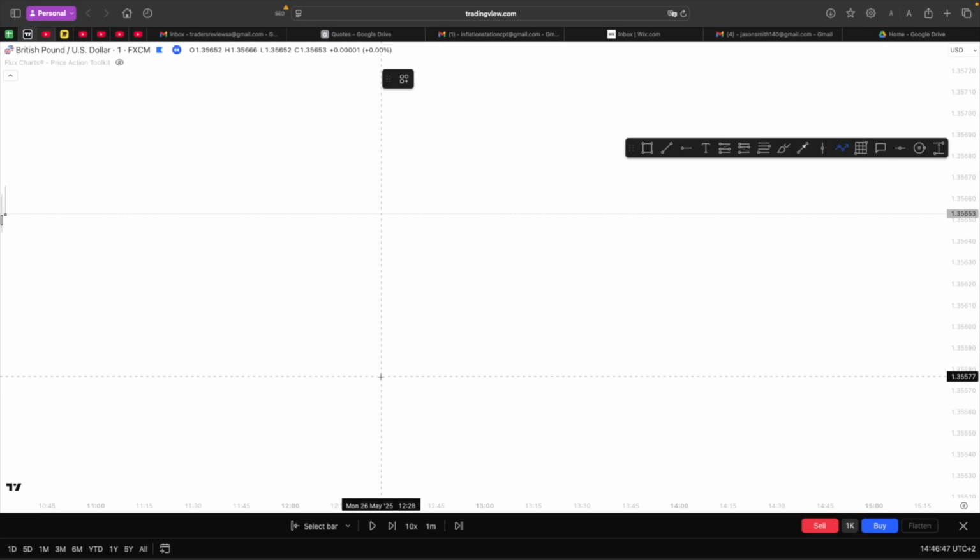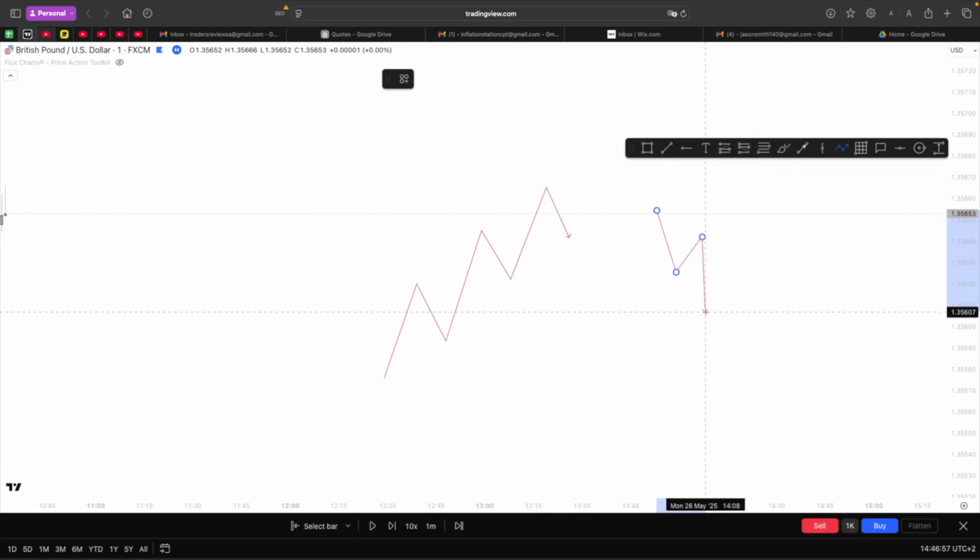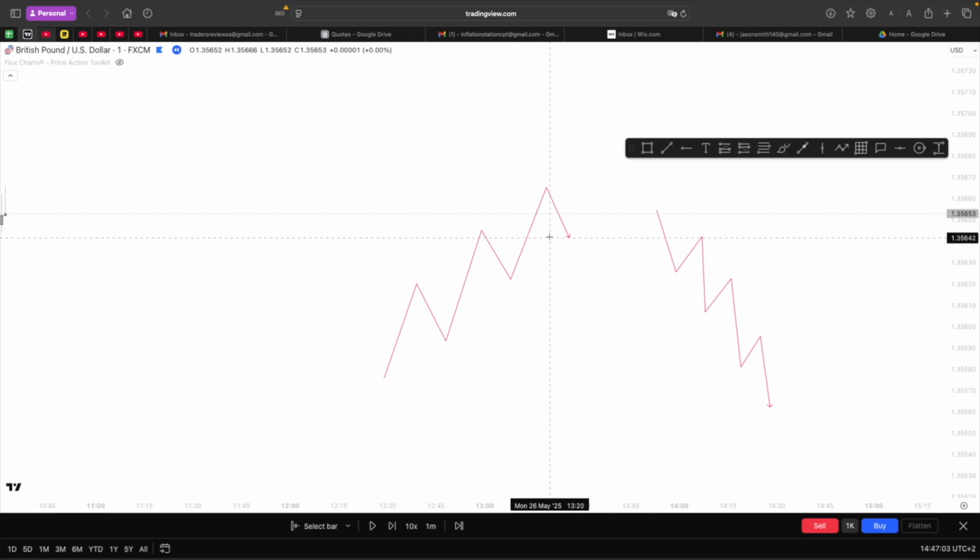Alright, so what we want when we have a trend going to the downside, we want to wait for liquidity to be taken. As soon as liquidity has been taken, we are going to wait for the first fair value gap to form, and then we are going to take our entry and target a 1 till 2.